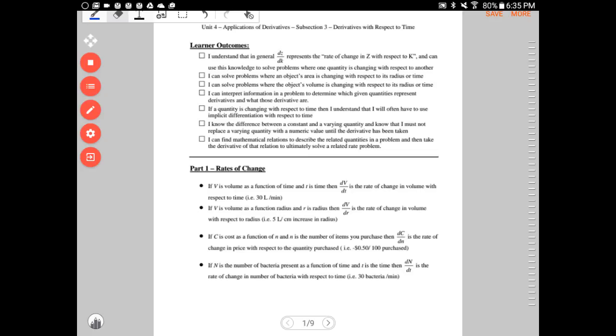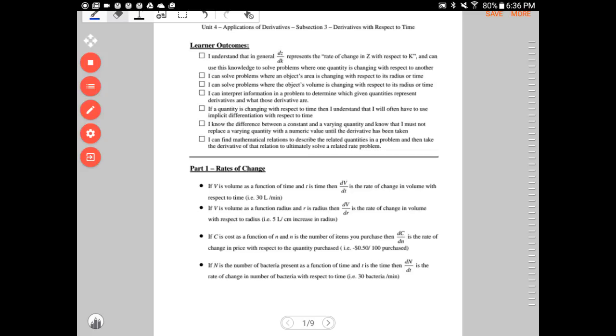And then the last one, I can find mathematical relations to describe the related quantities in a problem, and then take the derivative of that relation to ultimately solve a related rate problem. So we're going to have to make up a bunch of formulas on our own, and you'll have some starting points, but we're going to have to do some thinking as well. So part 1, rates of change.